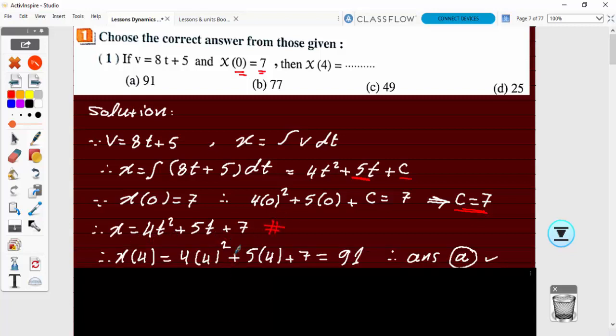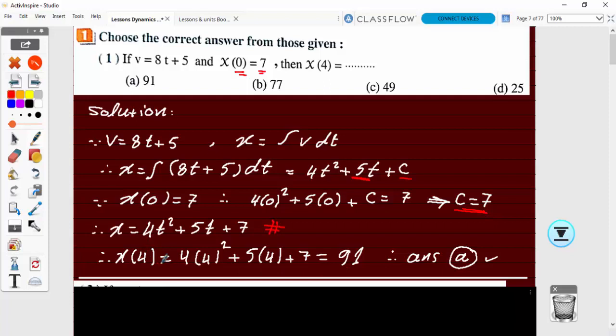But the required here is to find the position, or x of 4. So substituting t equal 4, what we get? 4 multiply 4 squared plus 5 multiply 4 plus 7. Using calculator, you will get x of 4 equals 91. And the answer is A here.